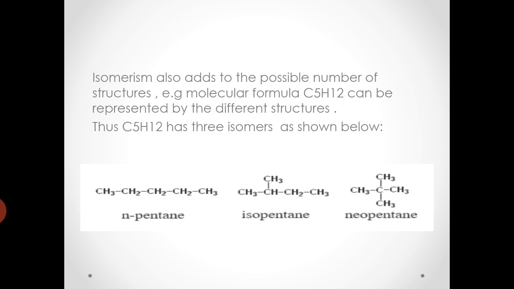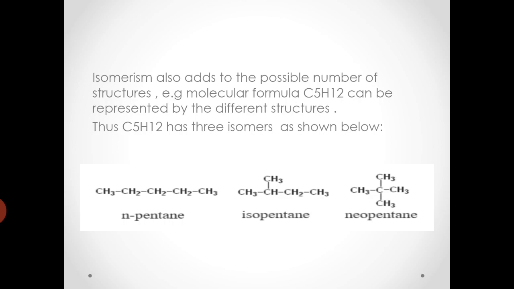Okay students, isomerism also adds to the possible number of structures. For example, the molecular formula C5H12 can be represented by different structures: n-pentane, isopentane and neopentane. Students, you can see that all three structures have the same molecular formula, C5H12, while the arrangement of the atoms gives three possible isomers. Number 1 is n-pentane, number 2 is isopentane, and number 3 is neopentane. They are different due to the difference in the arrangement of the atoms in the molecule.